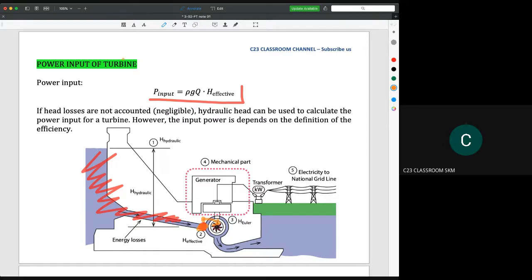However, if there are no losses along this path, you may take H effective equivalent to H hydraulic.